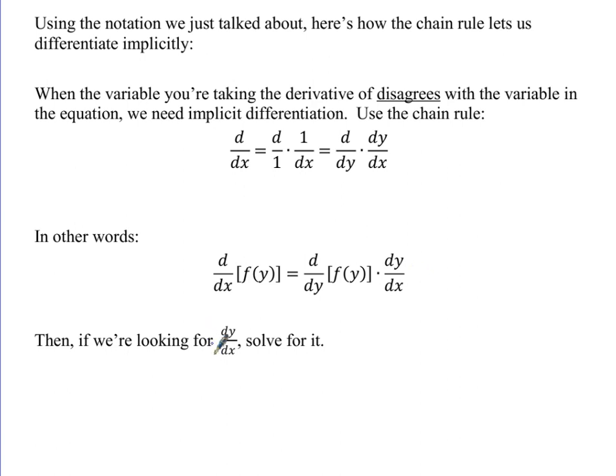Then, if you're looking for dy over dx, like if they say find dy over dx, find y prime, then solve for y prime. So here, we would divide both sides by whatever this is right here, and we'd wind up with dy over dx equals some probably rational function. And you'll see how that works here in a second.